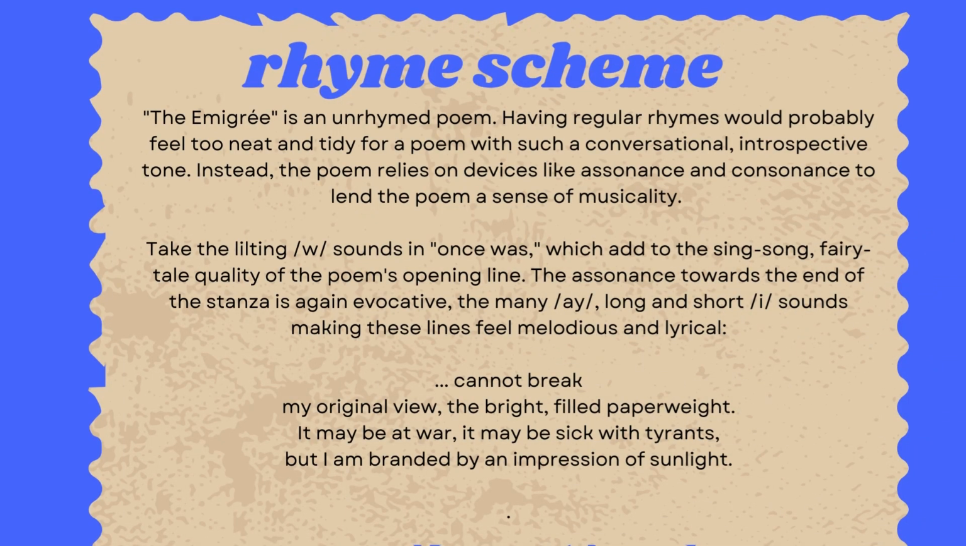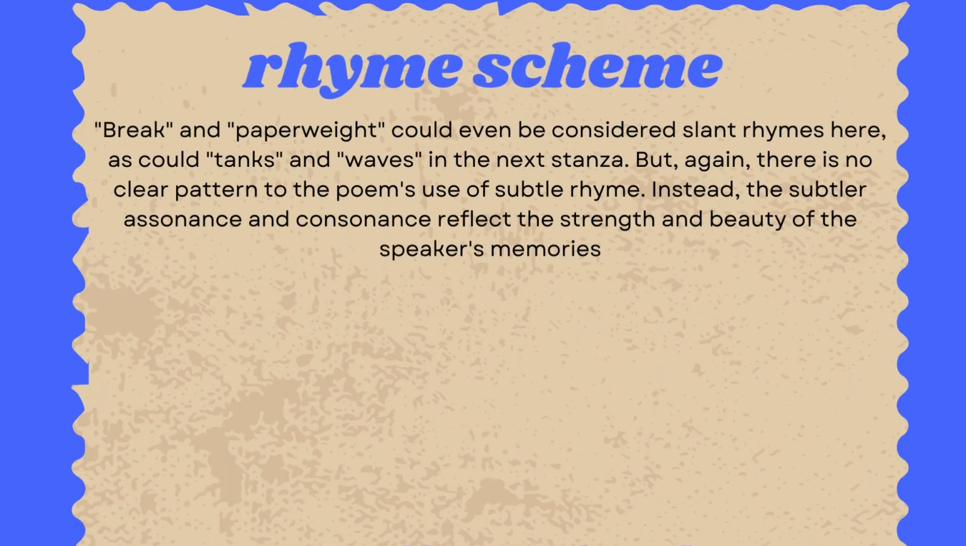The Emigree is an unrhymed poem. Having regular rhymes would probably feel too neat and tidy for a poem with such a conversational, introspective tone. Instead, the poem relies on devices like assonance and consonance to lend the poem a sense of musicality. Break and paperweight could even be considered slant rhymes, but, again, there is no clear pattern to the poem's use of subtle rhyme.